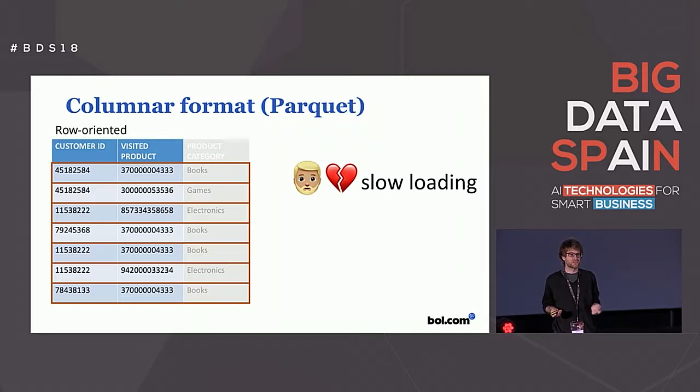why is this row-oriented format not so good for analytics, for reading the data? Let's say we have another data analyst, Peter, and he doesn't like slow loading. And Peter is not interested in the categories. Peter is only interested in two columns, just the customer ID and the product visited. So if we store it in row-oriented format, the system that Peter uses needs to read all the data anyway, because it's reading it by row, every row. And if you're talking about big data, this can be an issue. This can make it a lot slower.